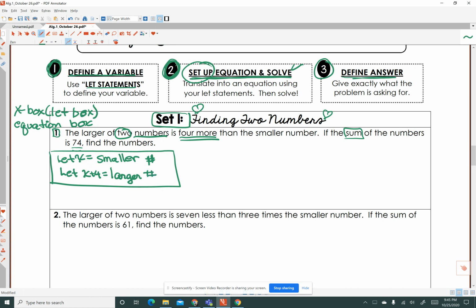Smaller number is x, larger number is x plus 4. Now let's look at the question's sentence. If the sum of the numbers is 74, well, what are we doing? Whenever we see the word sum, we are adding. So, simply put, we're going to make an equation box. Let's change our color.